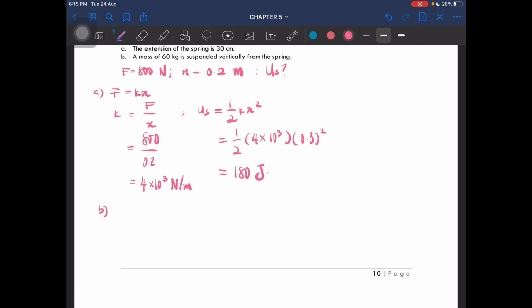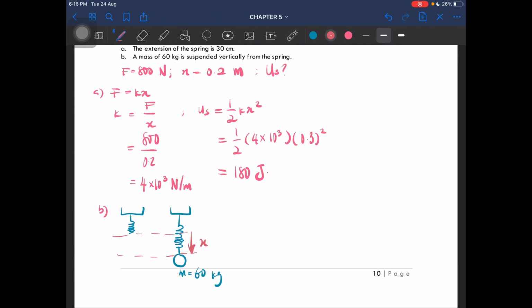When there is a mass of 60 kilogram suspended vertically. So assuming this is our spring, and then this one is when it has a 60 kilogram something here, 60 kilogram. Okay. Then we have to find the elastic potential energy. Okay, so because of that mass, how much has it extended? We don't have the value. This is X. We don't have the value.